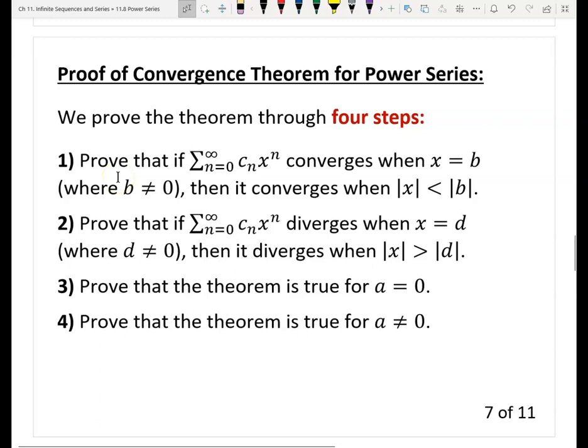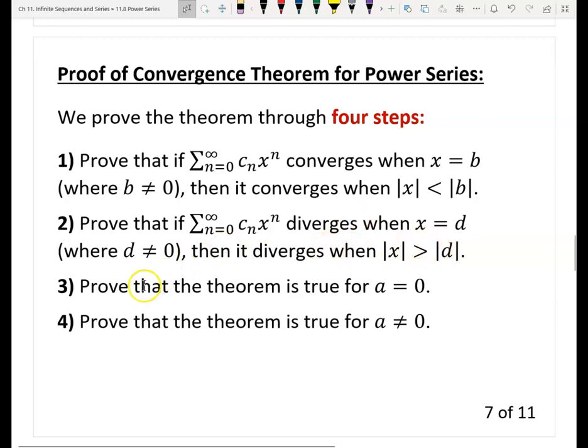The first, we are going to prove that if this series converges when x equals b, and this is a power series centered at 0, right, then it converges when the absolute value of x is less than the absolute value of b. Okay, this is the first. And the second we're going to prove is that the same series diverges when x equals d, and then it diverges when the absolute value of x is greater than the absolute value of d. Okay, this is the second.